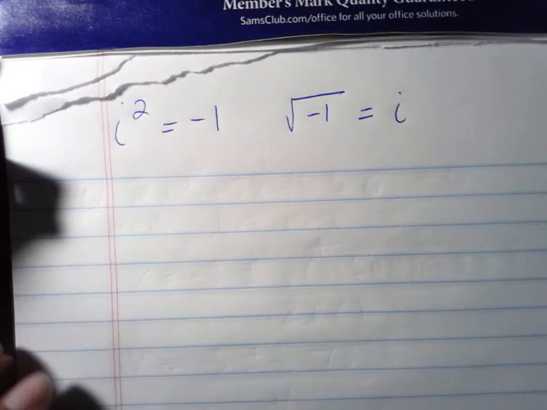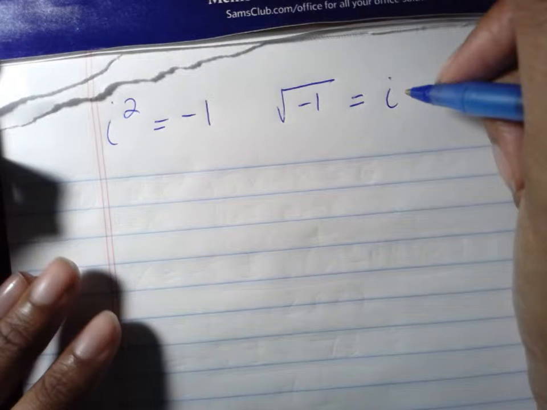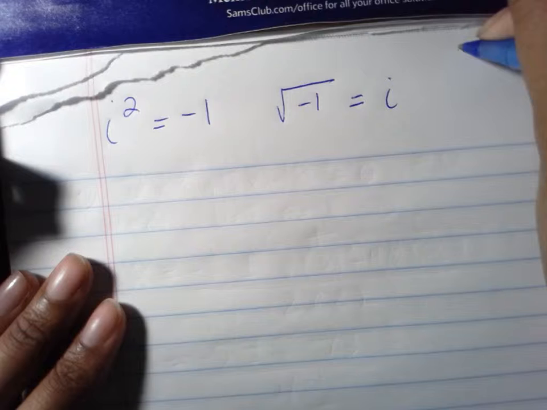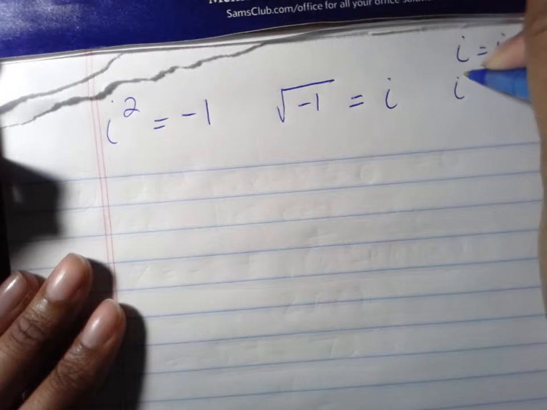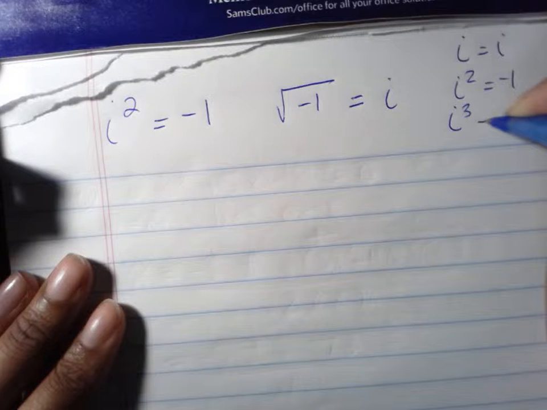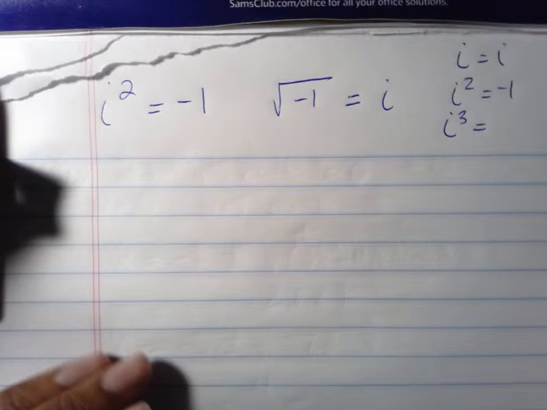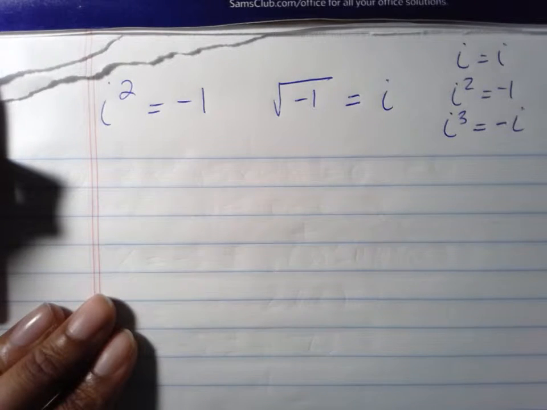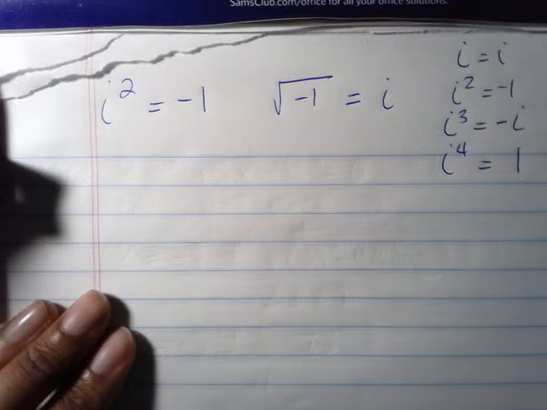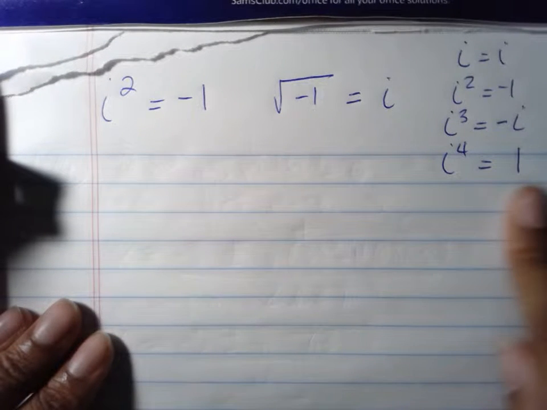Alright, then there's other things to remember about i. So i equals i squared equals -1. i to the third, if you multiply two i's, it makes -1, and multiply another i, it makes a -i. And then i to the fourth equals 1. This is something you want to write somewhere on your notes because later on they're going to talk about how this is useful to know.